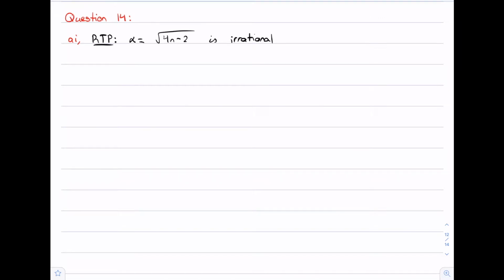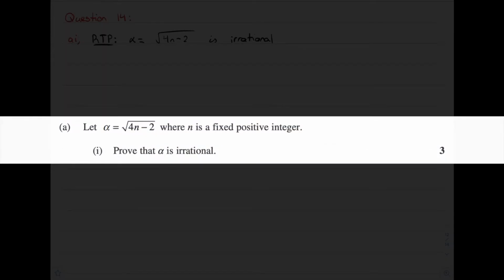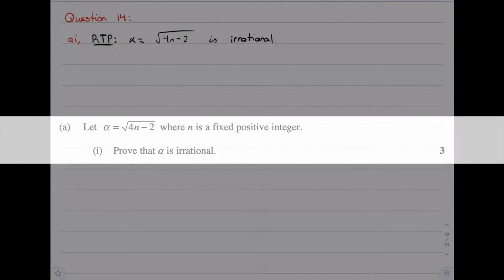In this video, we're going to go through question 14 from the NESA Sample HSC Mathematics Extension 2 exam. Question A. Let alpha equal the square root of 4n minus 2, where n is a fixed positive integer. Part I. Prove that alpha is irrational.